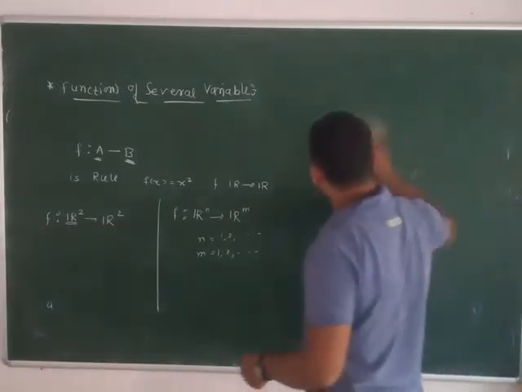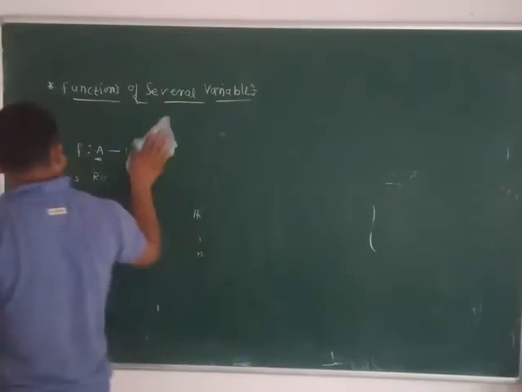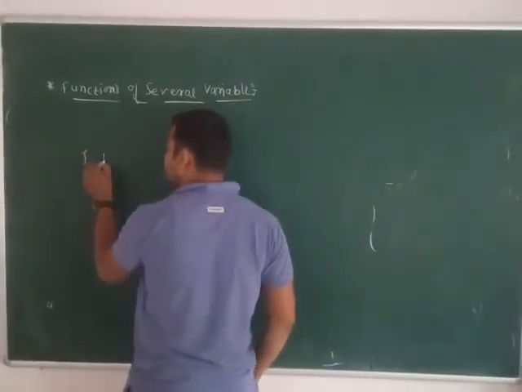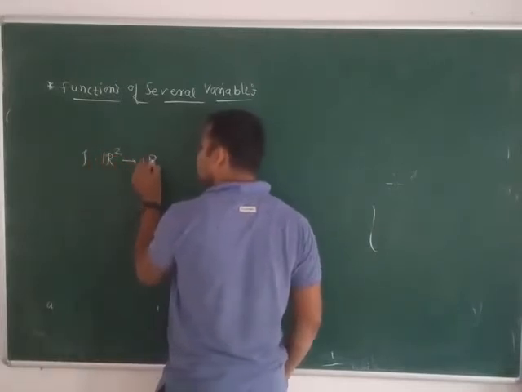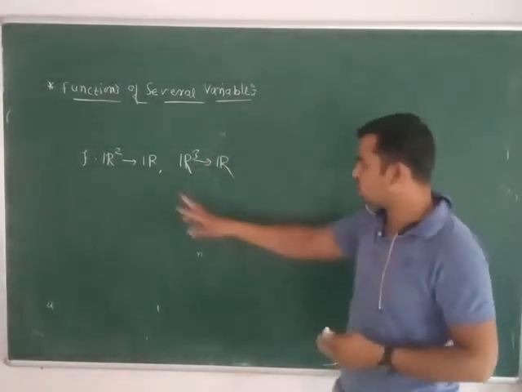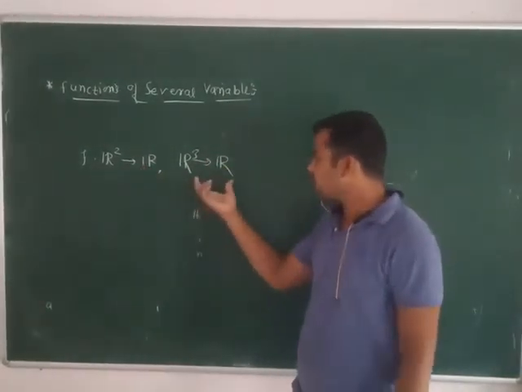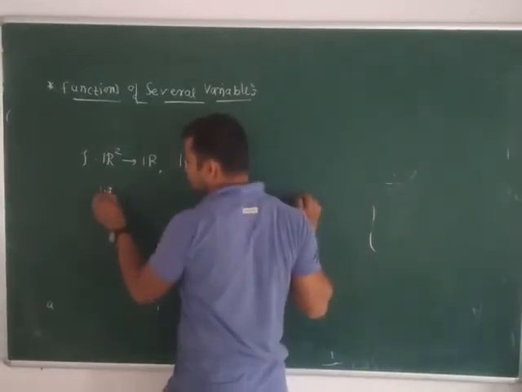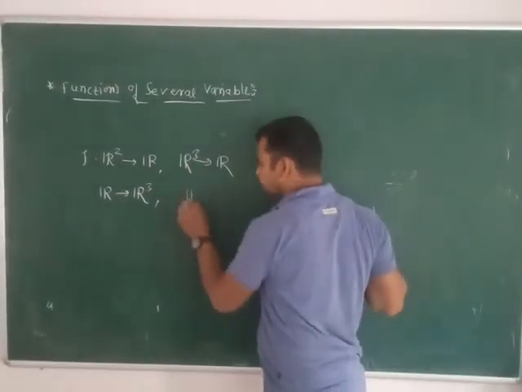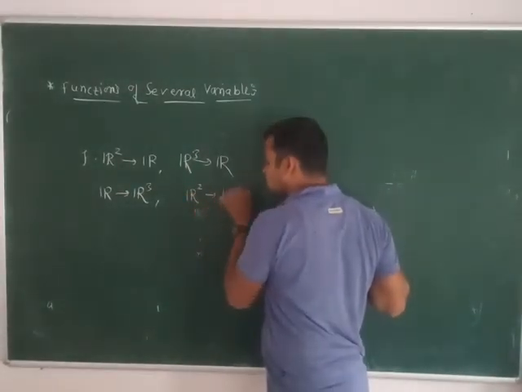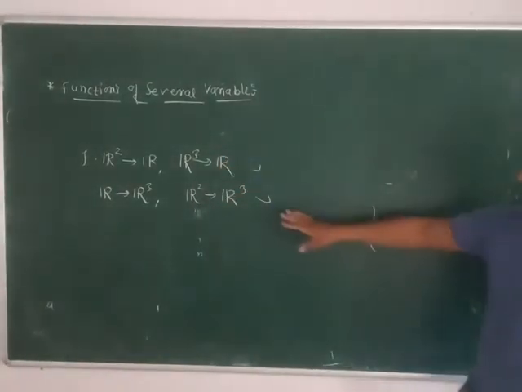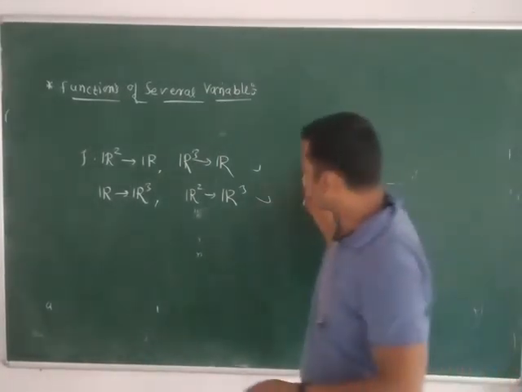Now we are going to define some particular cases because in the curriculum we have the function f defined from R2 to R and R3 to R. So far we are discussing these two functions, f defined from R2 to R and R3 to R. Again we are going to define R to R3 and R2 to R3. These are the particular cases we are going to deal with for functions of several variables.